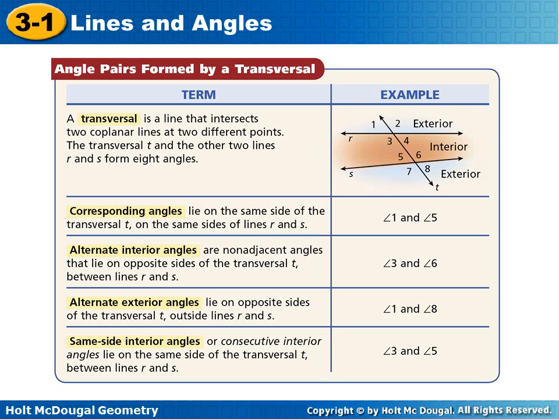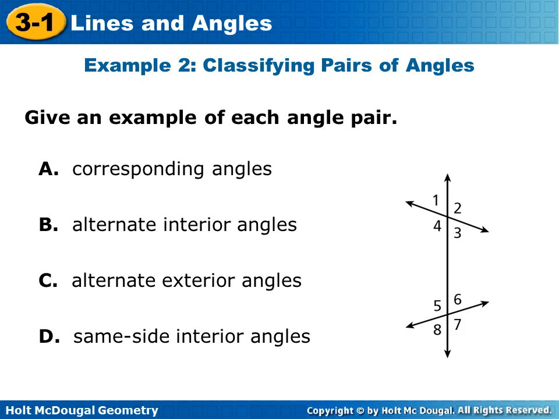Alternate interior angles are on opposite sides and they are both on the interior. So 5 and 4 or 3 and 6 would be examples of alternate interior. Alternate exterior are also on opposite sides, but they are outside. So you have 1 and 8 and 2 and 7 are pairs of exterior angles. Same side interior or consecutive interior angles are on the same side. So 4 and 6 and 3 and 5 would be examples of same side interior angles.